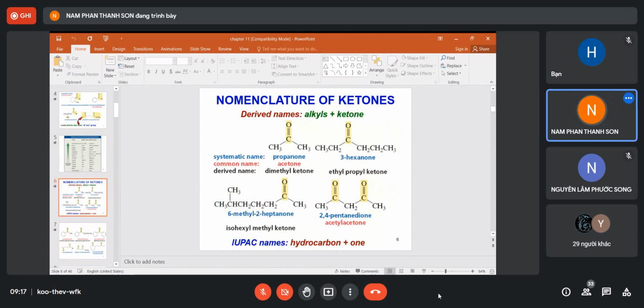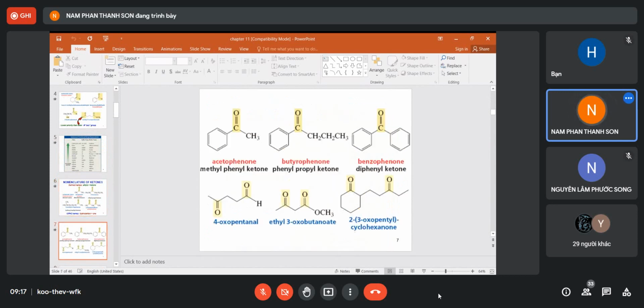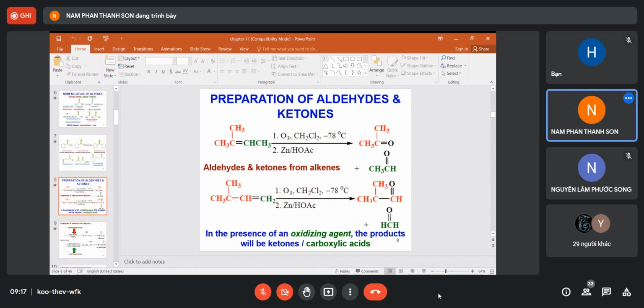For the ketones, we just call the names of the two alkyl groups and then ketone. For the IUPAC name, we have the name of the hydrocarbon and add "one." That's the naming of aldehydes and ketones.